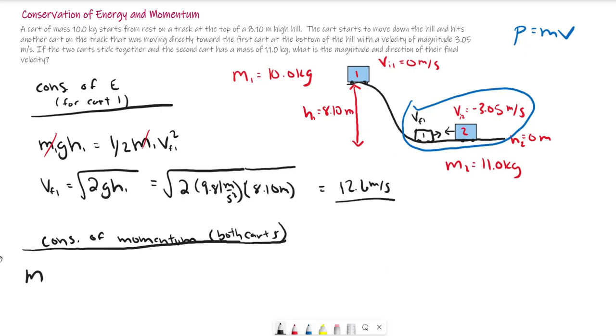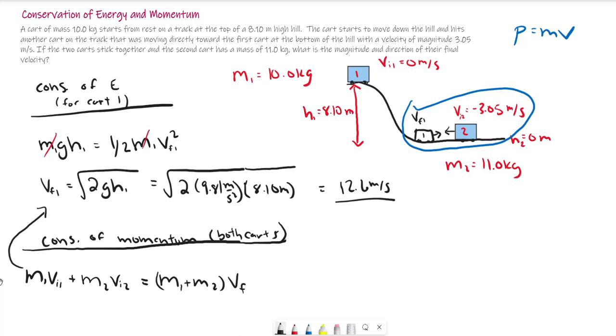So we have m1 times v initial 1, which is this velocity. So it was the final velocity in the first part. It's the initial velocity for cart 1 in the second part, plus the momentum of cart 2, which is m2 times v initial 2. So this is the total momentum of the system initially. And this has to equal the total momentum after they stick together and start moving together. So that's going to be m1 plus m2. So they're sticking together, so they're moving together at the same velocity, which we'll just call v final. It's for both carts.